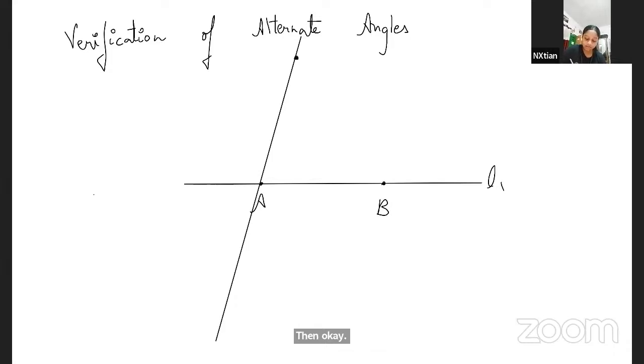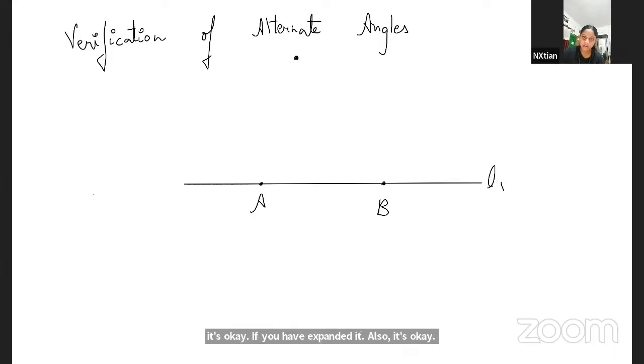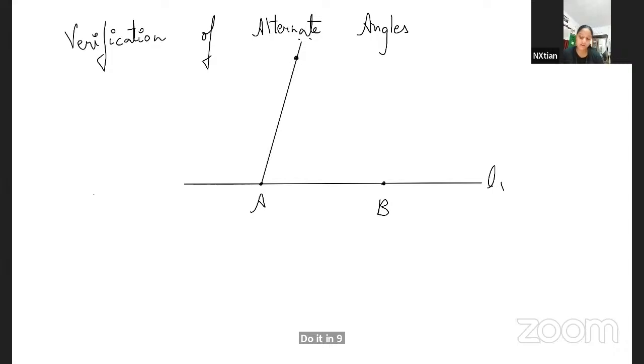One second, just do it. It's okay if you have extended it also. If you haven't made it yet, you can just do it till dot A. Now listen very carefully. First mark this angle as 60.